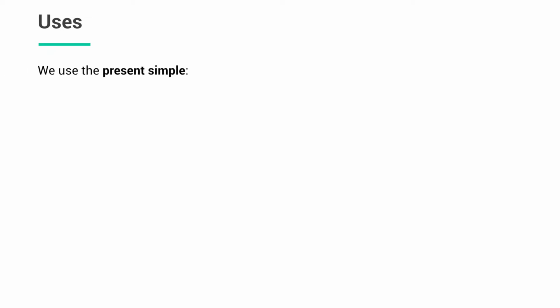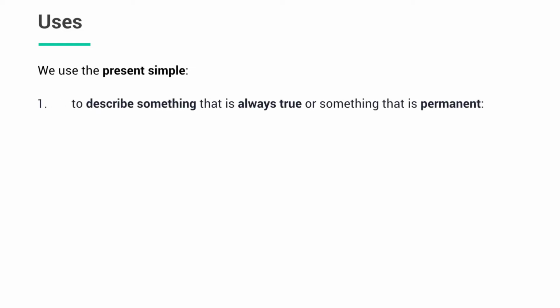Well, we often use the present simple to describe something that is always true or something that is permanent. For example, children learn languages more quickly than adults. That is the fact. So we need to use the present simple in this case. Let me give you another example.